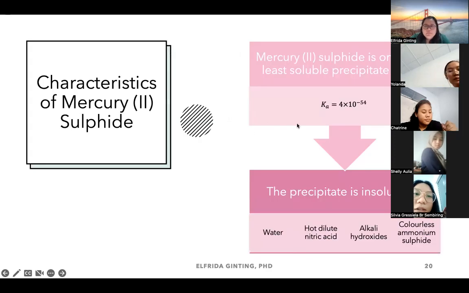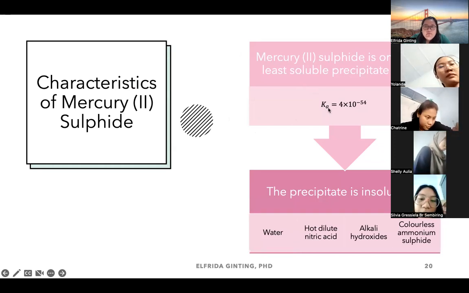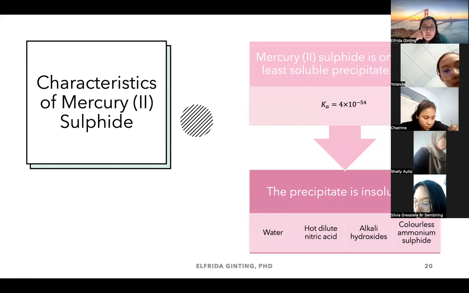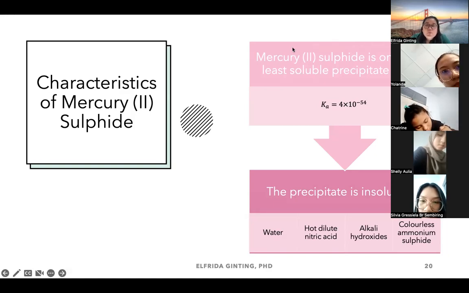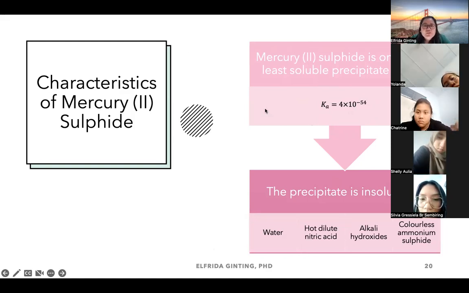Okay, now, you can see here the Ksp, the constant, the value of mercury 2 sulfide is 4 times 10 to the negative 54. It's really, really low. That's the reason mercury 2 sulfide is one of the least soluble precipitates. So it's very difficult to dissolve mercury 2 sulfide. Why? Because you can see here the Ksp is 4 times 10 to the negative 54. So the number is really, really small.